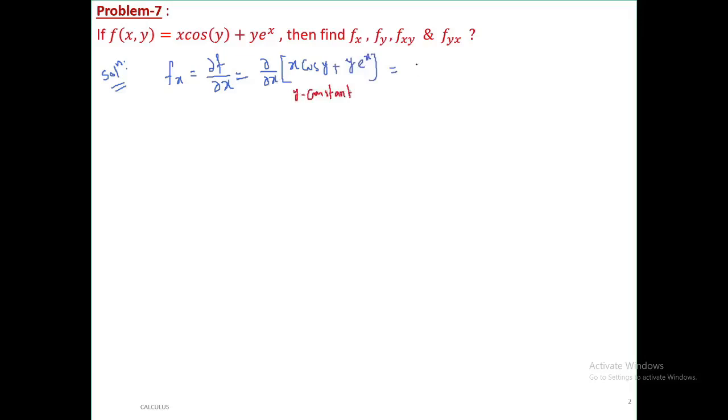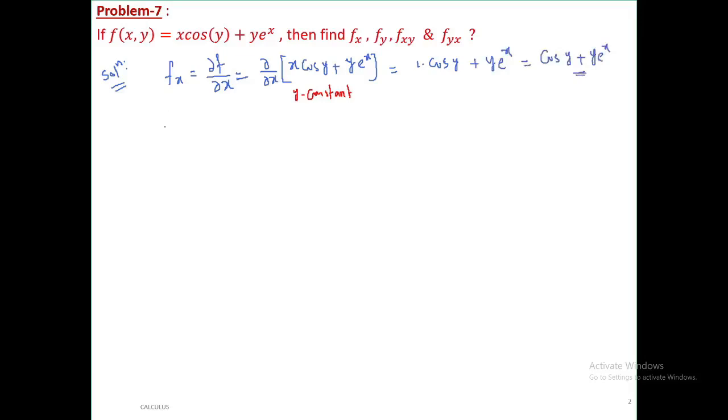So x into cos y: derivative, y is constant, therefore cos y is constant, and the derivative of x is 1. So 1 into cos y. Plus, with respect to x, y is constant so y stays as it is, and the derivative of e power x is e power x. So this is cos y plus y into e power x. So this is fx.